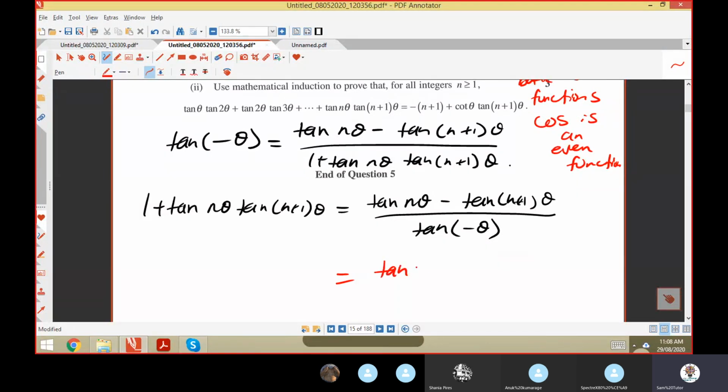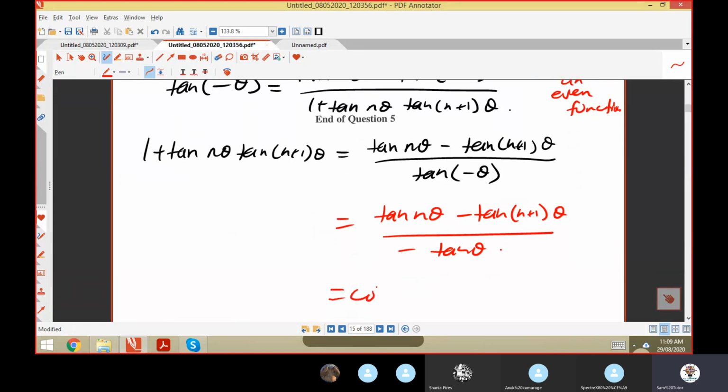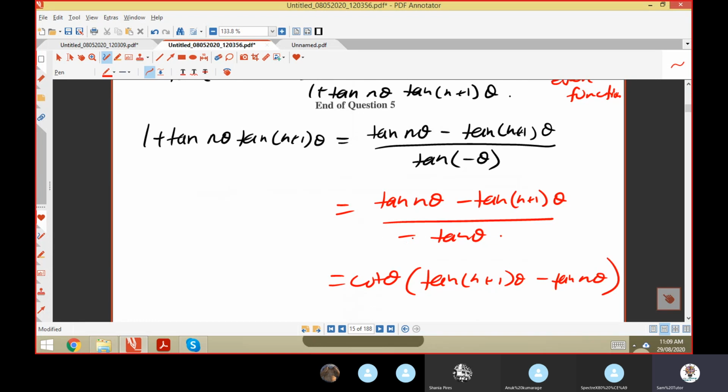So then that becomes this over negative tan theta. What happens to the negative for these two? It swaps them around, which is what you want. What's 1 over tan? Cot. And you're done. You just rewrite the answer now. Cot theta, tan n plus 1 theta minus tan n theta. One more time. The negative swaps these two around, because obviously imagine a negative in front of that and a negative in front of this. And then 1 on tan is cot. And that's the answer.